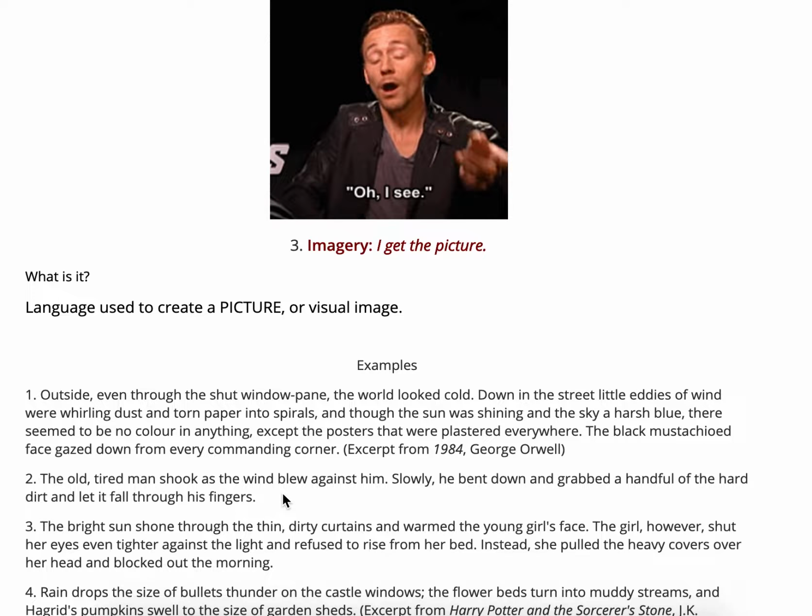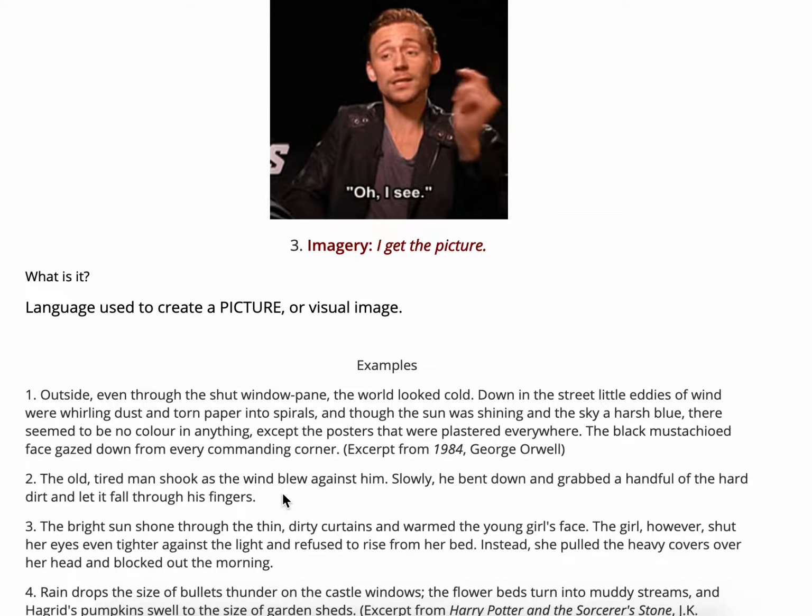It's saying the wind is shaking him, so that helps you think, okay, he has to be skinny for the wind to be shaking him. And slowly he's bending down. So he's not just old, he's probably older than Miss Garcia, kind of having trouble bending down to pick up that dirt. And that dirt must mean something to him for him to be that frail and to pick up that hard dirt, right?